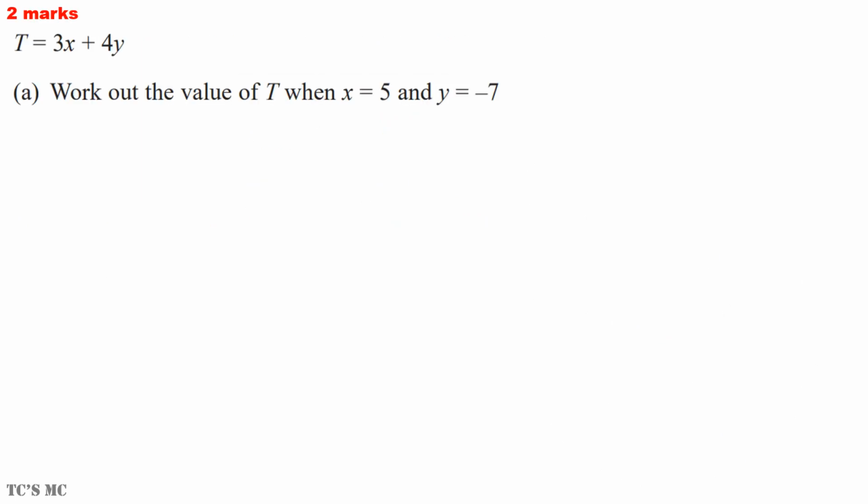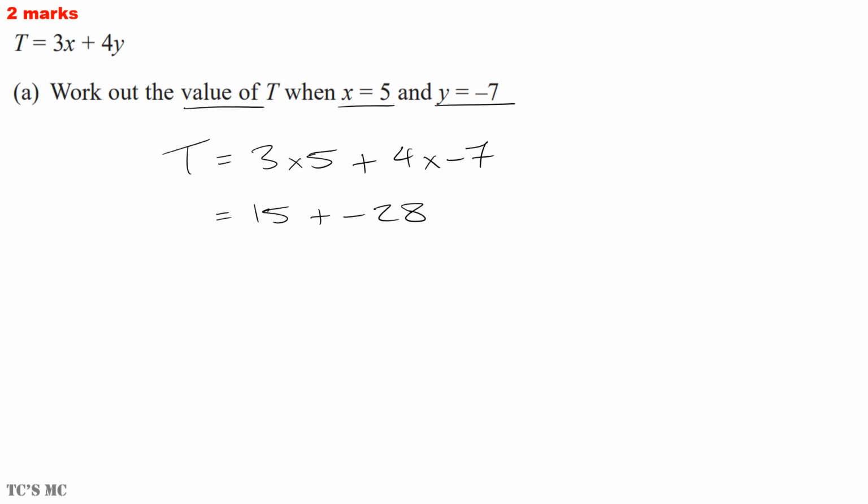t equals 3x add 4y. Work out the value of t when x equals 5 and y equals -7. So we are going to substitute in those values into the formula. We have 3 multiplied by 5, add 4 multiplied by -7. That gives us 15 add -28. For writing either one of these lines, we would get 1 mark. We can type this into our calculator, or you can work this out mentally, and we get -13. And that is our second mark.